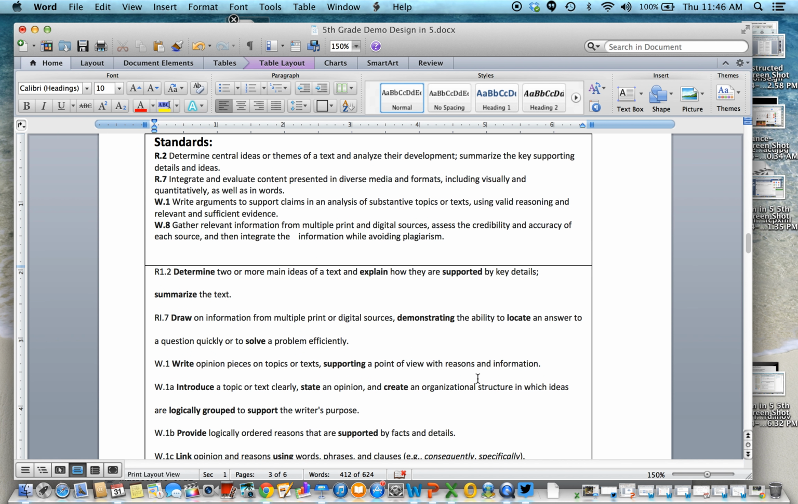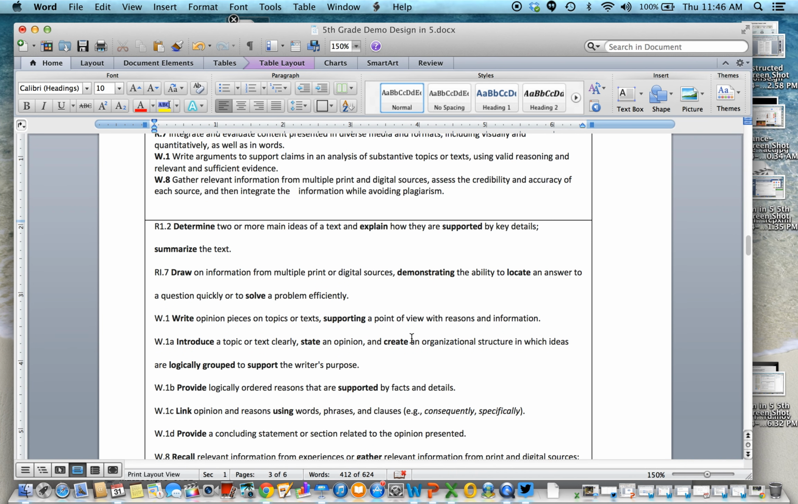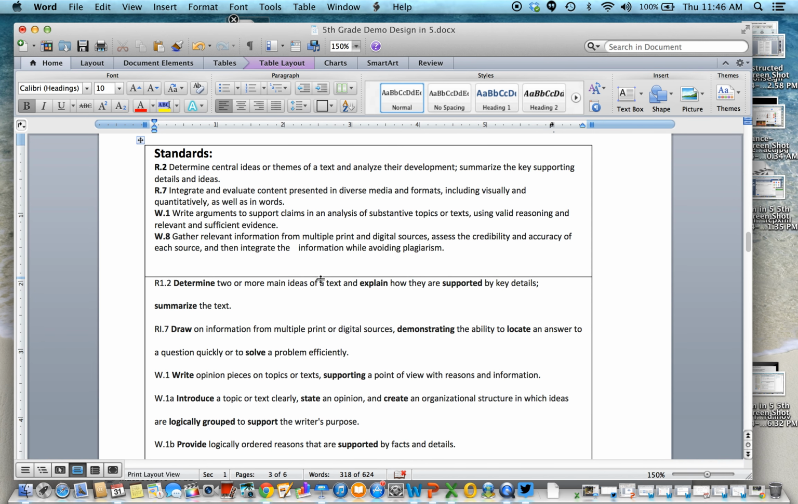Not all verbs are created equally in these pieces. Sometimes the words actually add detail to the bigger idea we want students to grasp. So, for instance, this one: draw on information from multiple print or digital sources, demonstrating the ability to locate an answer to a question quickly or to solve a problem. So really, we're wanting students to tap in or draw on this information, and then in doing that, they're going to show that they can locate an answer or solve a problem. So we're not probably going to use all of those to create our learning goals, but it gives us a sense of what we want students to achieve.